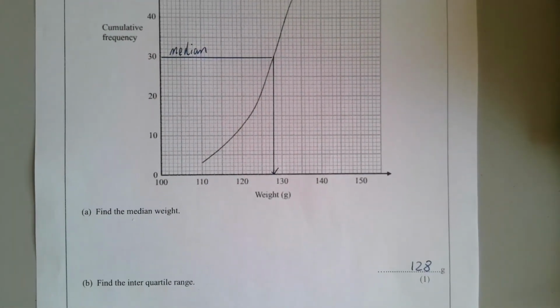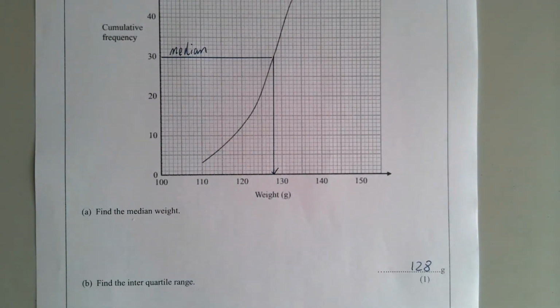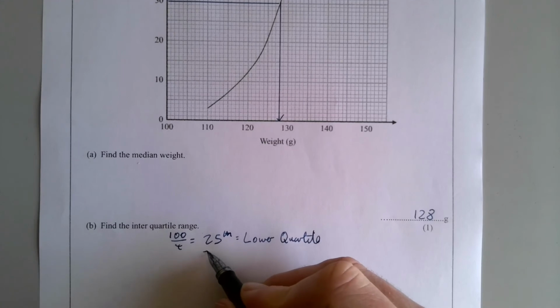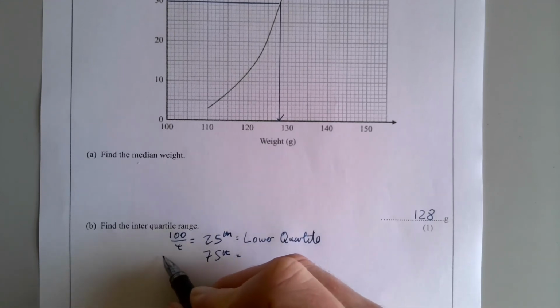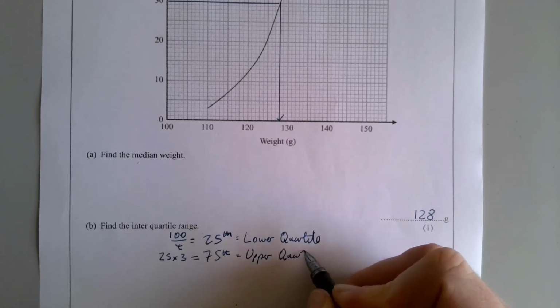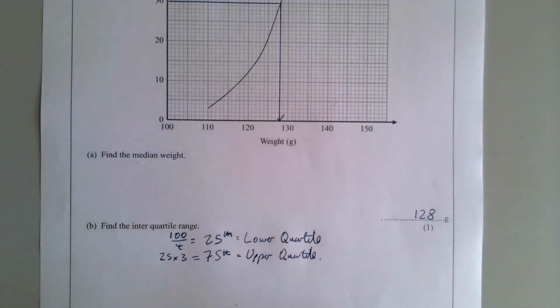And then the interquartile range. Well, the interquartile range is between the lower quartile, the lowest quarter, and the upper quarter. So it's the range of the middle half, in between 1 quarter and 3 quarters. So 100 divided by 4 is 25. So the 25th will be what we call the lower quartile, and the 75th will be the upper quartile. And we need to find those 2 results and take one from the other to get there.